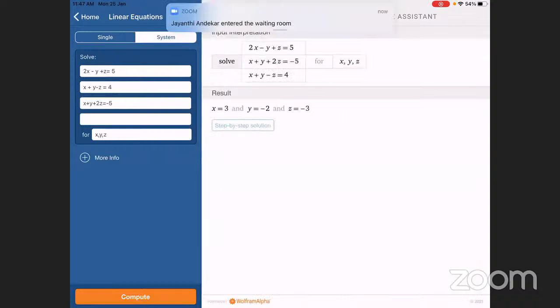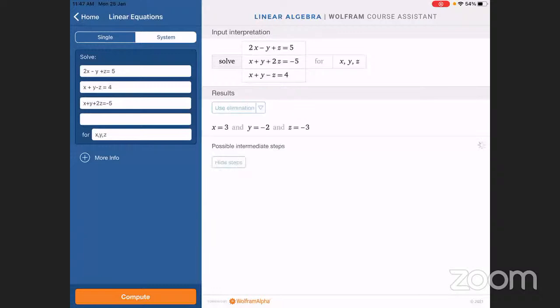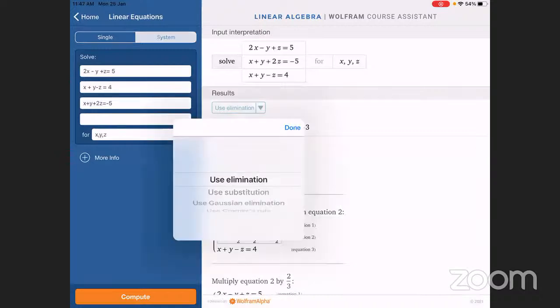Now it has done the problem. 3, minus 2, minus 3 is the answer. I do not know if this is the solution. You can see the step-by-step solution for this. And there are various methods of solution even for this. It offers several methods. Let us try to solve the same problem by using Cramer's rule. Right? Cramer's rule is going to use determinants, right? Let's ask the machine to use this method to solve that.